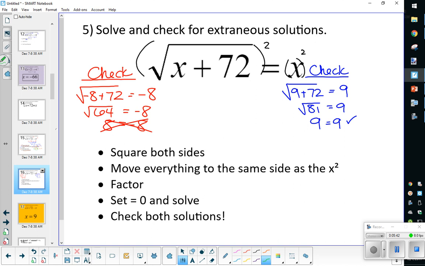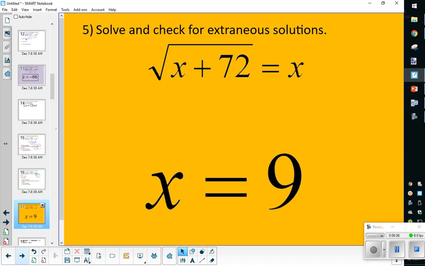When I plug in a -8, I'm going to get the square root of 64 equals -8. You can't get a square root equal to a negative number, so you know it's just not going to work. Okay, if you plug in a 9, you're good. The square root of 81 is 9, which is 9. That one's the same. When you take something and you set a square root equal to a negative number, it's not going to check. So your final answer is just 9. That's all you get there, just 9.